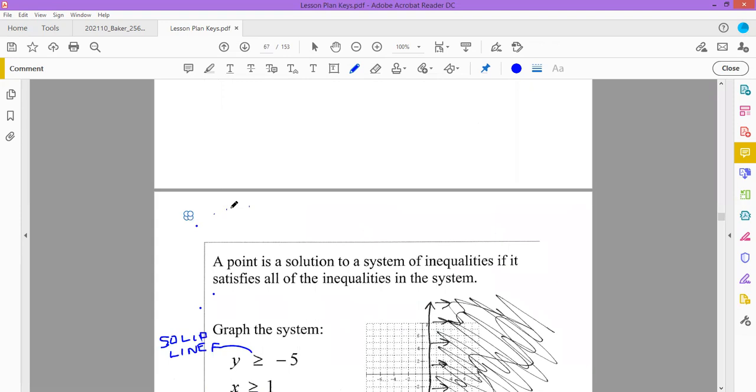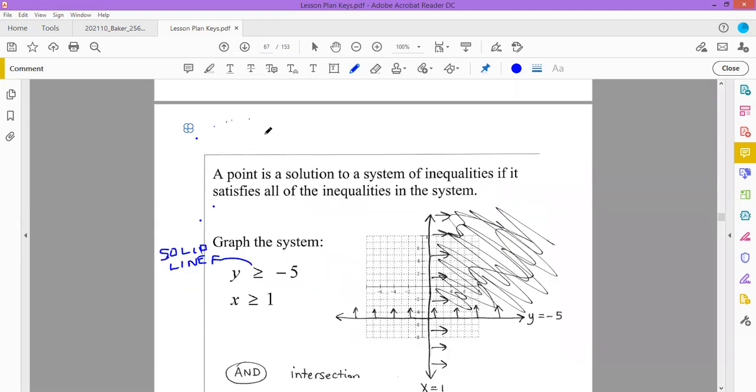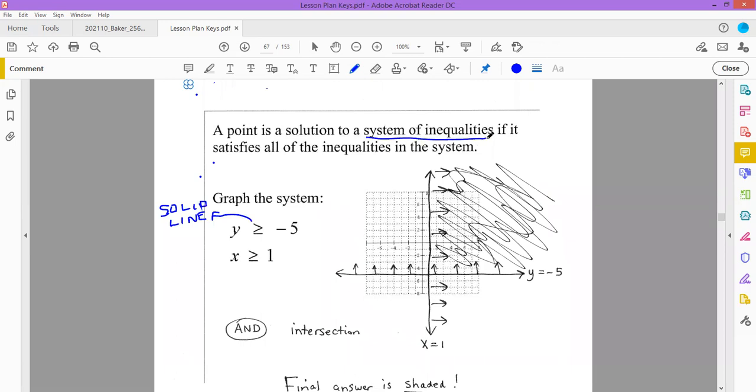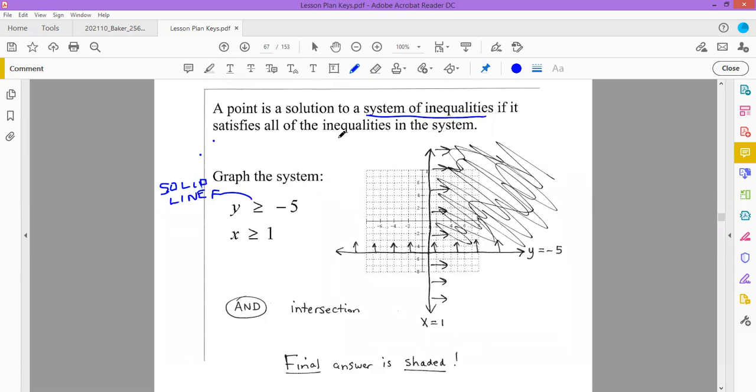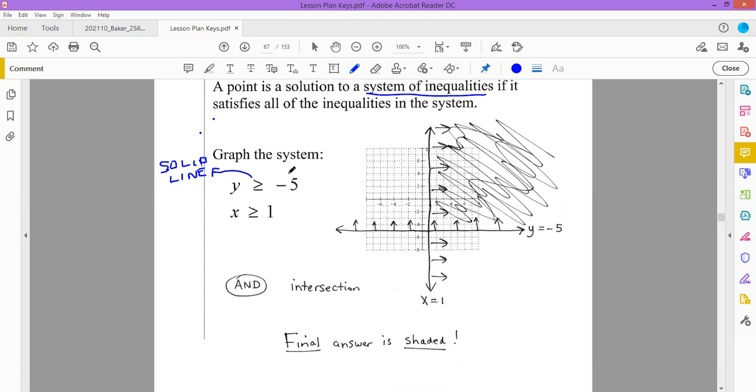All right, in the next example, we're told a point is a solution to a system of inequalities if it satisfies all of the inequalities in the system. Now, in the previous example, we graphed only one line. Now we're graphing a system, so we're graphing two lines. So we'll perform those same steps as if this were an equation. We determine whether we use a solid or a dashed line based on the symbol. This time we have greater than or equal to and greater than or equal to, so we should have two solid lines. And here we have y greater than or equal to -5. So let's imagine that were an equation.